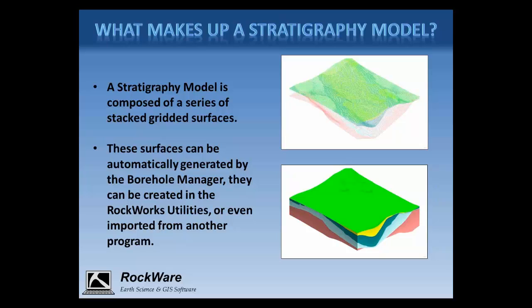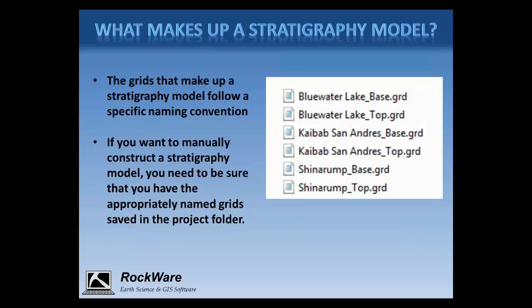The grids that are used to construct this type of model are usually created through the Borehole Manager. They can also be created one at a time through the RockWorks utilities, or they can even be imported from another program like ArcGIS or Surfer. A RockWorks grid file is really just an ASCII file that contains header information defining the location and extents of the grid, along with a list of elevations in the grid.